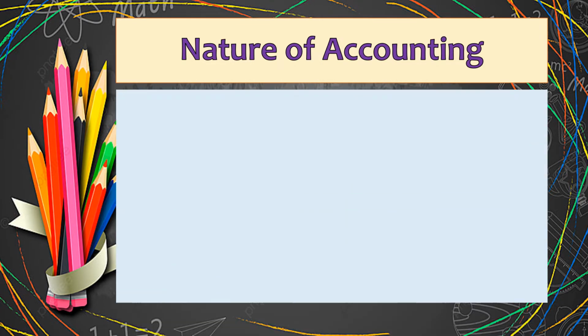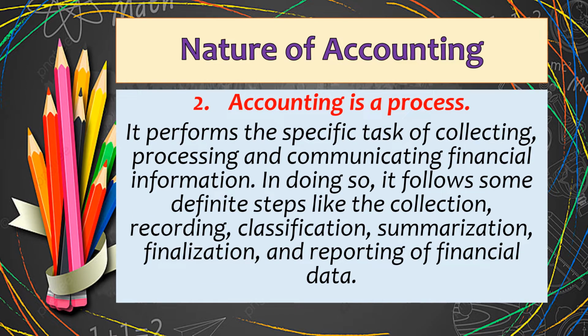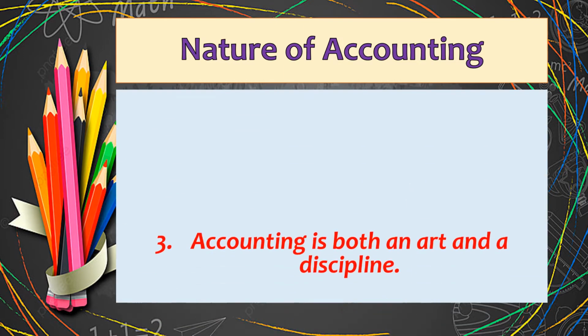Next, accounting is a process. A process refers to the method of performing any specific job step by step, according to the objectives or targets. Accounting is identified as a process as it performs the specific task of collecting, processing, and communicating financial information. In doing so, it follows some definite steps like the collection, recording, classification, summarization, finalization, and reporting of financial data.